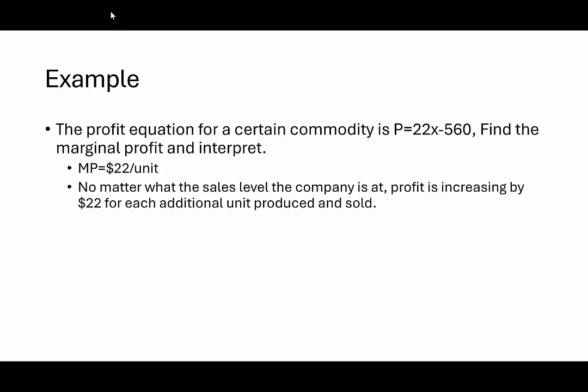So the profit equation for a certain commodity is P equals 22x minus 560. Find the marginal profit and interpret. Marginal profit is the $22 per unit. That is the slope. That's the mx plus b. Remember, recall, y equals mx plus b. Slope is 22. No matter what the sales level at the company is at, profit is increasing by $22 for each additional unit produced and sold. Okay?